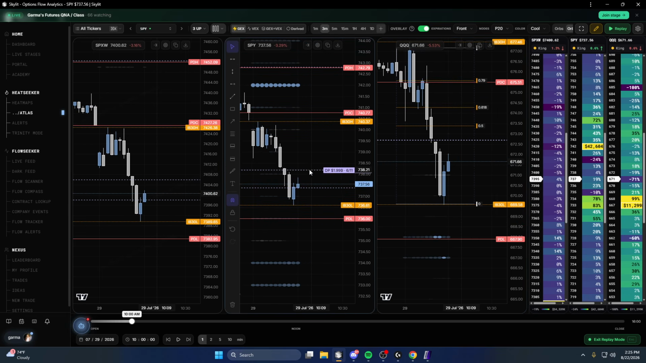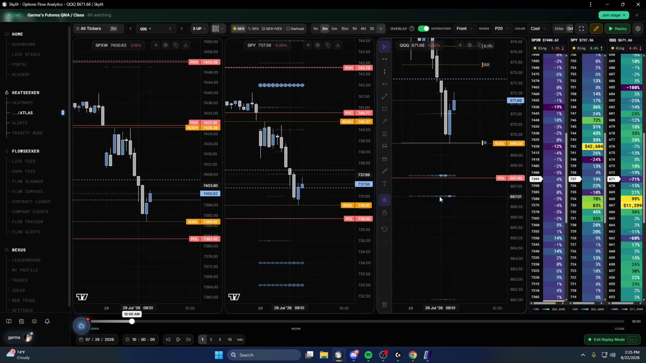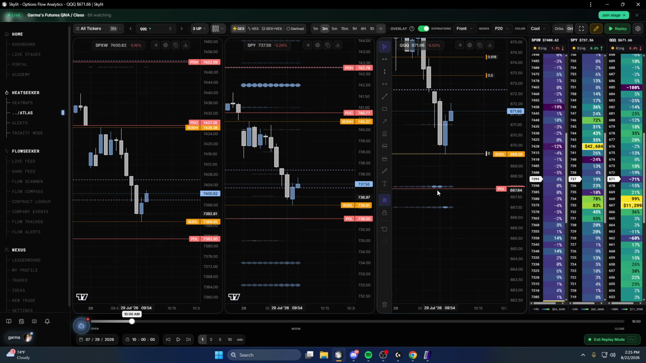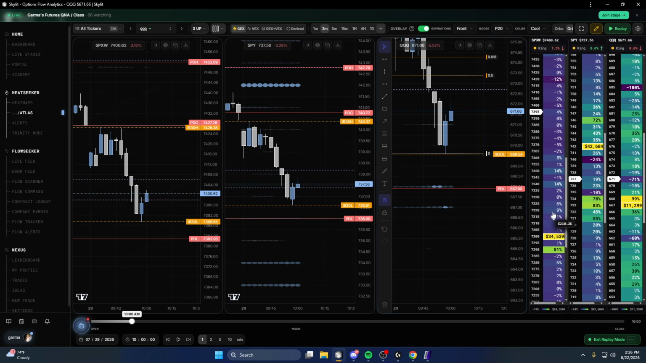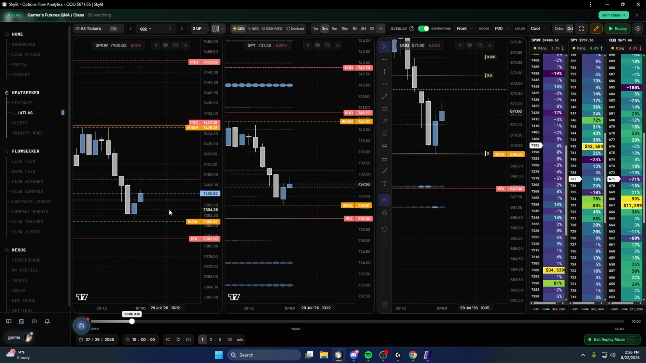But on days like this, I don't have much node alignment, so I can't really look for a possible deflection, right? We do have this previous day low down here. QQQ is developing this Pika stack at 688, and then 734, 733 is a nice floor on SPY, and then SPX just has nuke city to 7300.